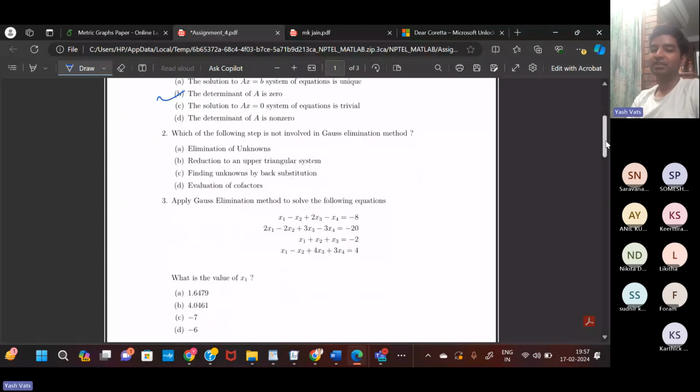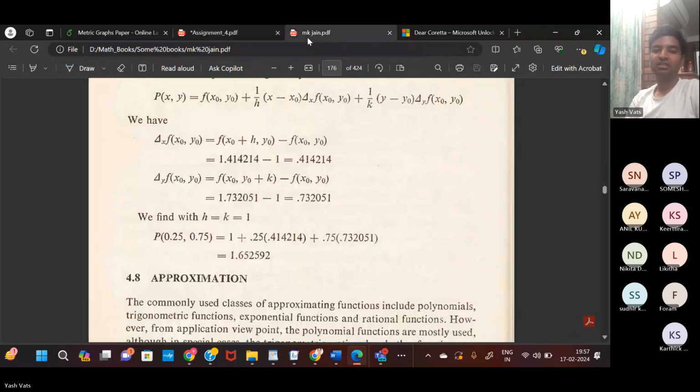Which of the following steps is not involved in the Gauss elimination method? Do you all know the Gauss elimination method? Should I recall it? Yes, sir. Please recall it one time.